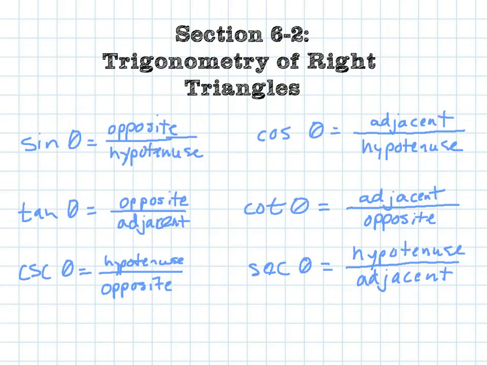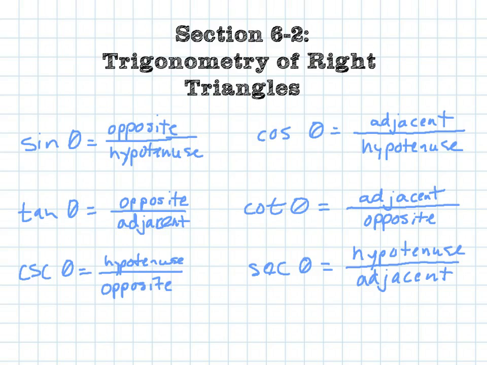Today's lesson we'll be talking about section 6.2, trigonometry of right triangles. These are the 6 trigonometric functions that we use when talking about right triangles. Now, mainly we'll be talking about sine, cosine, and tangent. We also have cotangent, cosecant, and secant.